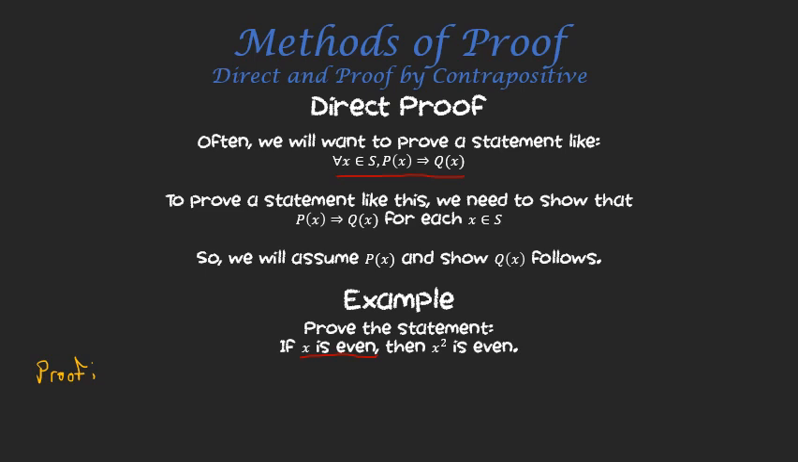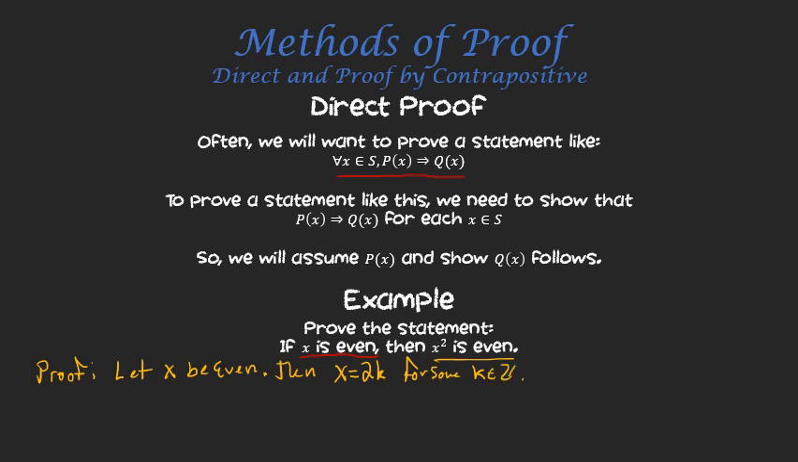Why is this true? So we'll start by assuming the hypothesis. Let x be even. And we know we want to end up with this statement: x squared is even. So remember back to our definitions of even. If x is even, that means x equals 2k for some integer k. Let x be even, then x equals 2k for some integer k.